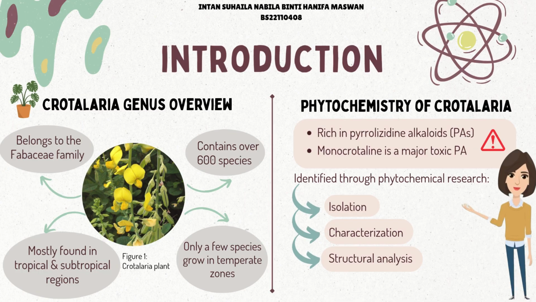So for the introduction, Crotalaria is a genus of the Fabaceae family which contains over 600 species. Only a few species of this genus are found in temperate zones, with the majority of its representatives found in tropical and subtropical areas. Many Crotalaria species have been found to possess toxic pyrrolizidine alkaloids (PAs), including monocrotaline, throughout the phytochemical research. So the phytochemical research involves the isolation, characterization, and also structural analysis.